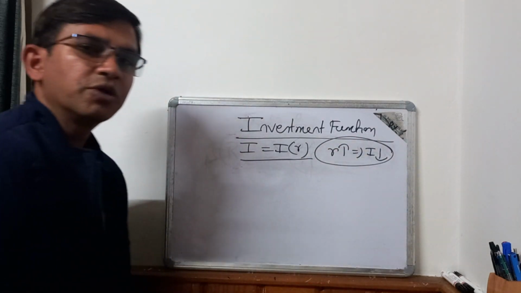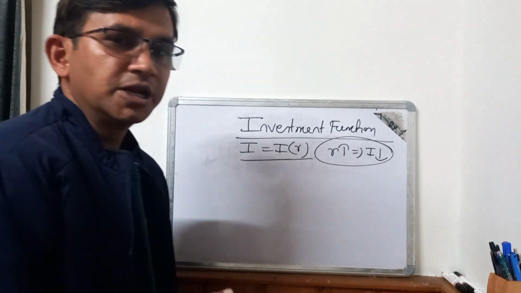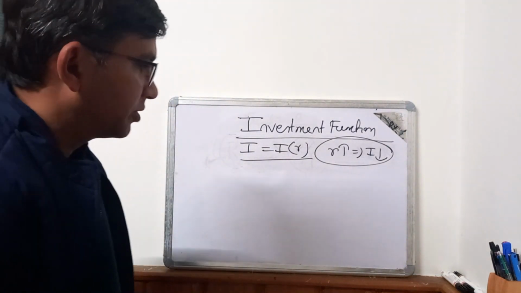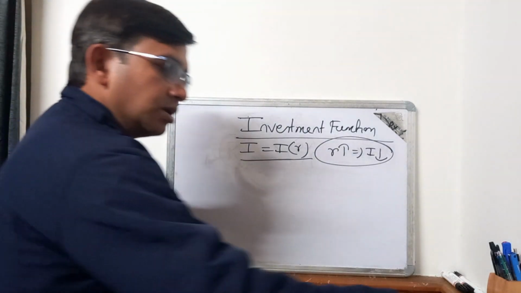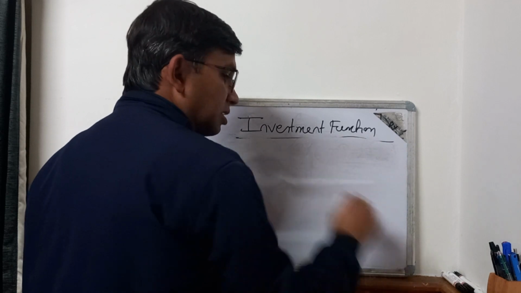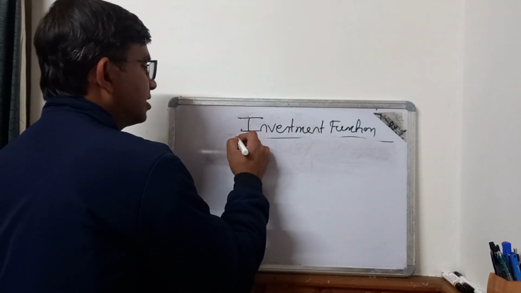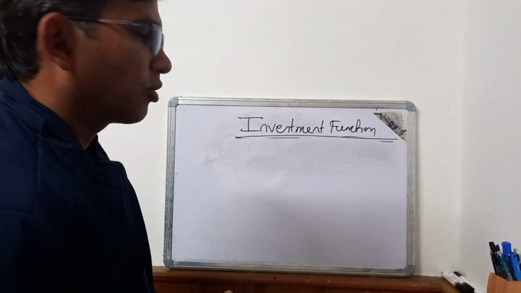So now we will go to the root. Why do we consider an inverse relationship between the rate of interest and the volume of private investment? Here we mainly consider that investment is normally known as the addition to the stock of capital.